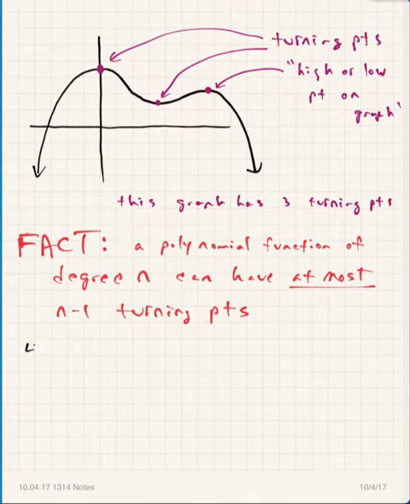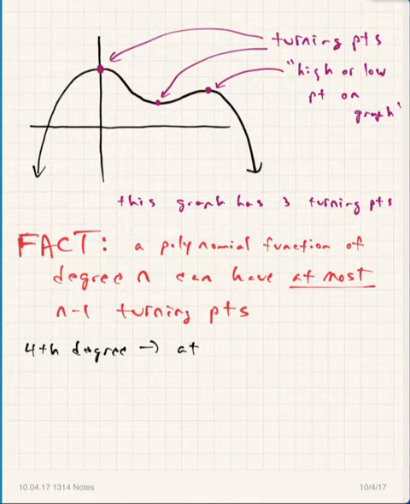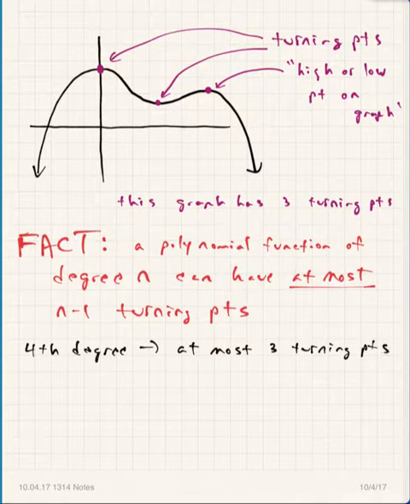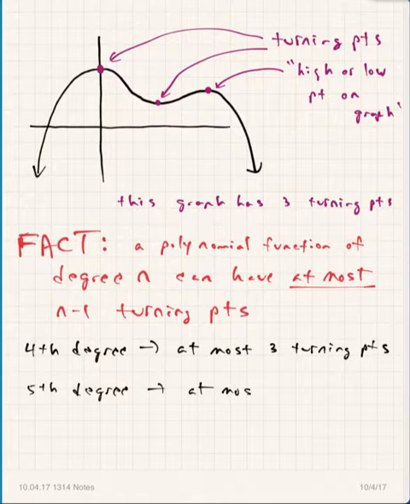So a 4th degree polynomial has at most 3 turning points. It means it could have fewer turning points than 3, but at most it can have is 3. All right, a 5th degree polynomial can have at most 4 turning points.